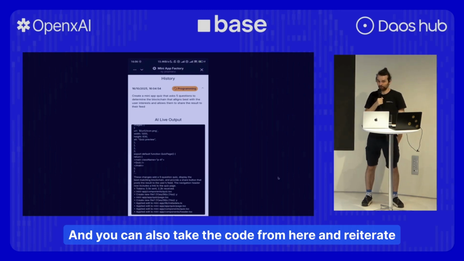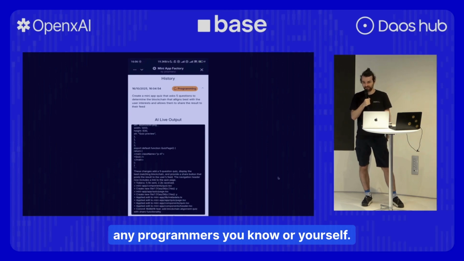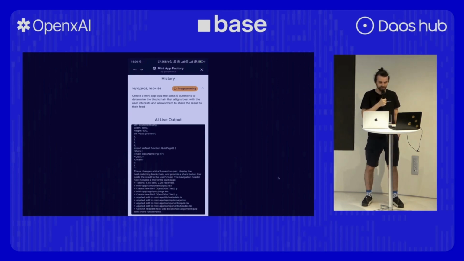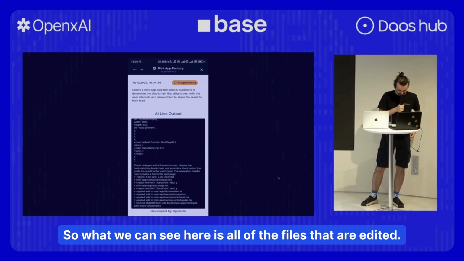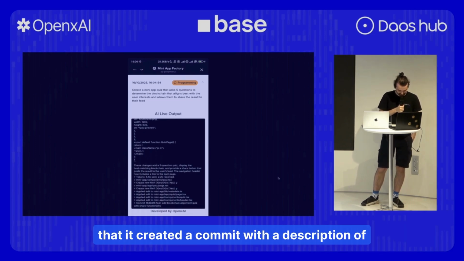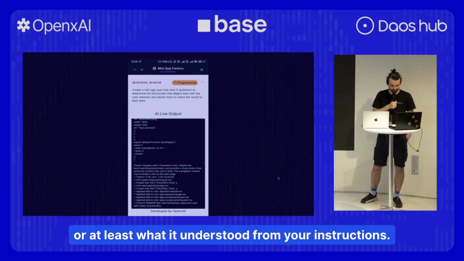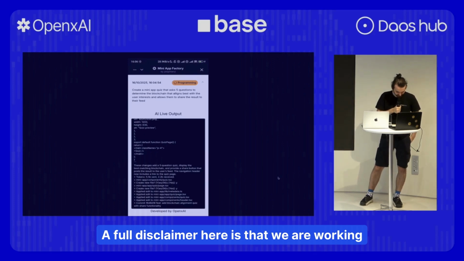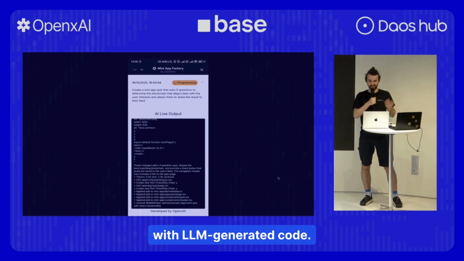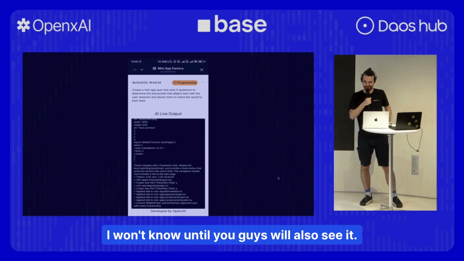And you can also take the code from here and reiterate it with another AI builder or with any programmers you know, or yourself. So what we can see here is all of the files that are edited. And finally, that it created a commit with a description of whatever was your instructions, or at least what it understood from your instructions. A full disclaimer here is that we are working with LLM-generated code. So whatever it just created, I won't know until you guys will also see it.